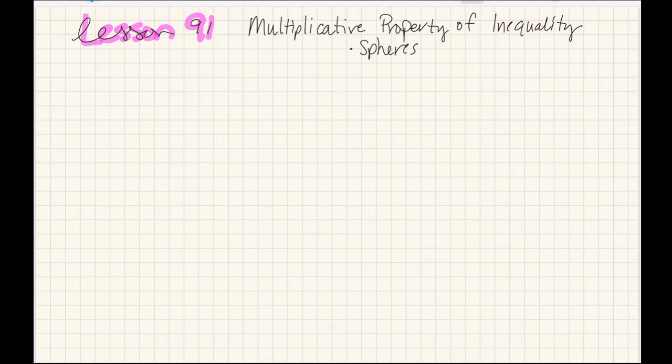Lesson 91, Multiplicative Property of Inequality and Spheres. So we have an addition rule and multiplication rule for inequalities.